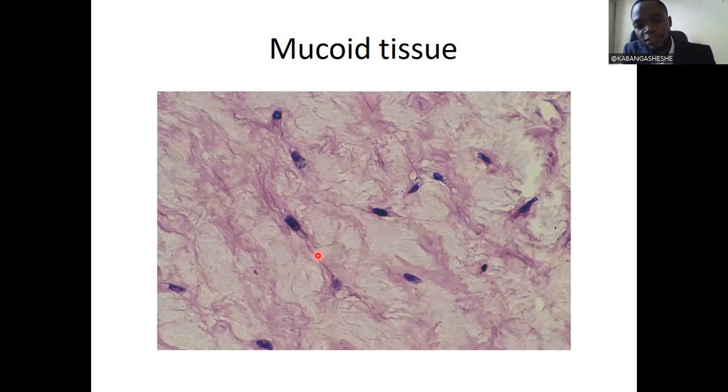It differs from loose connective tissue and dense connective tissue because of the following. Mucoid connective tissue has, number 1, fewer cells, fewer or no fibers, and abundant ground substance. So in mucoid connective tissue, we have more ground substance than cells and fibers. That's the special property of mucoid connective tissue. More ground substance, a few cells, a few fibers, like we can see here in pink. That's how it appears under a microscope.